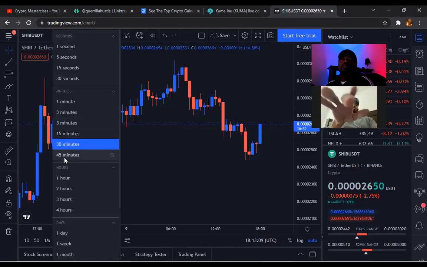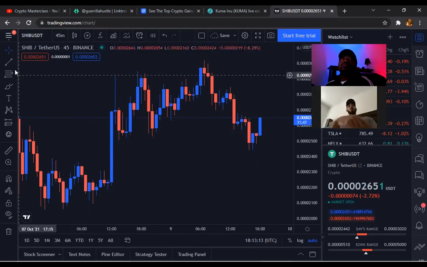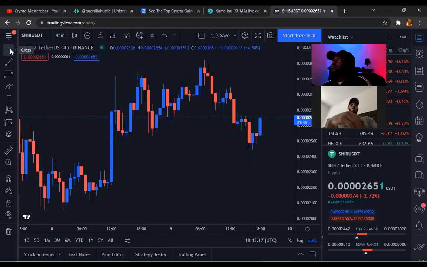But for now, what I want to show you are those tools on the left-hand side, because we're obviously going to be talking about points of interest, support and resistance zones, and looking for key breakout points. As I'm going through this, you're going to see me doing it, but let's just make sure that you got that down.